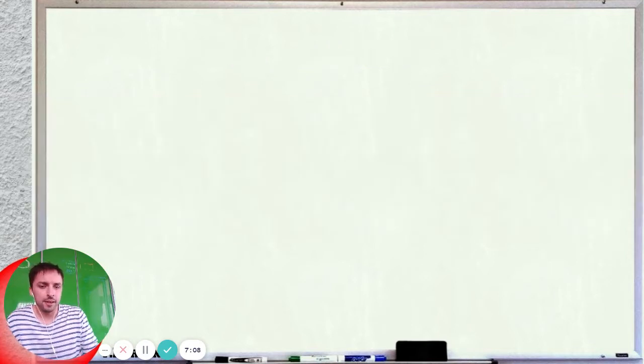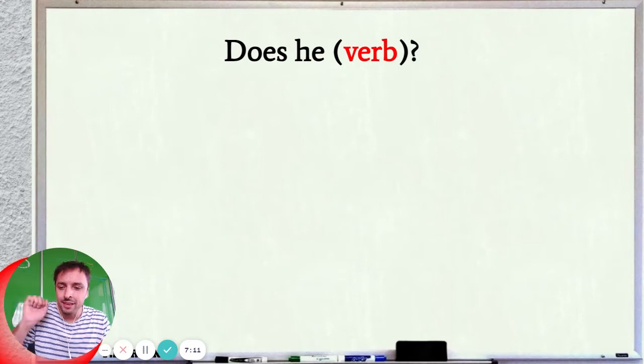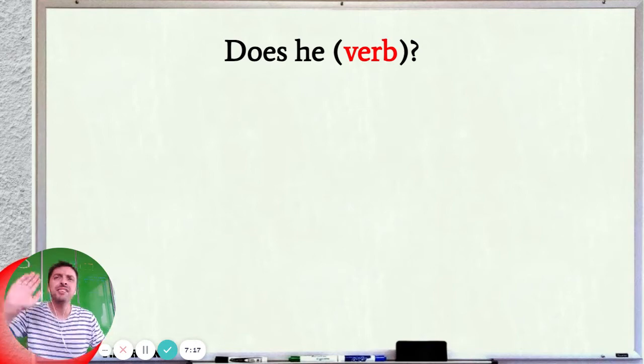Okay. Next up, we've got does he verb. Does he want? Does he have? Does he remember? Does he like? Does he see?